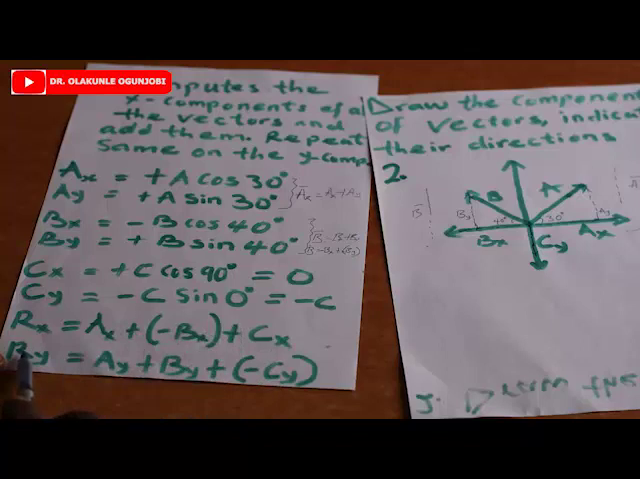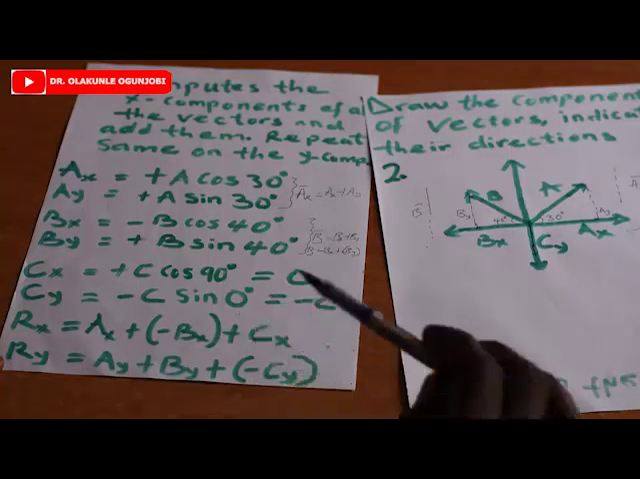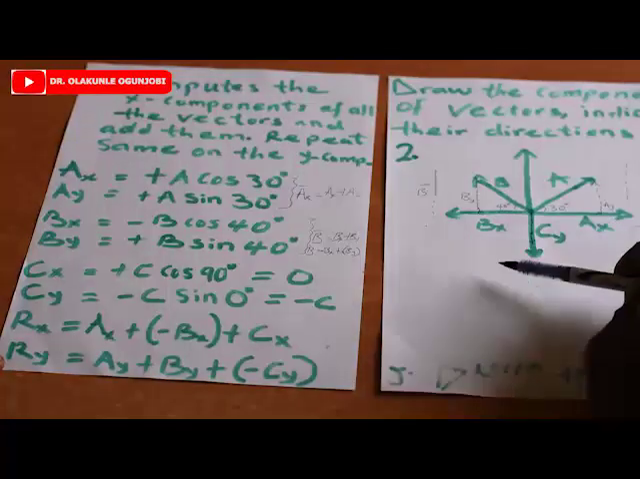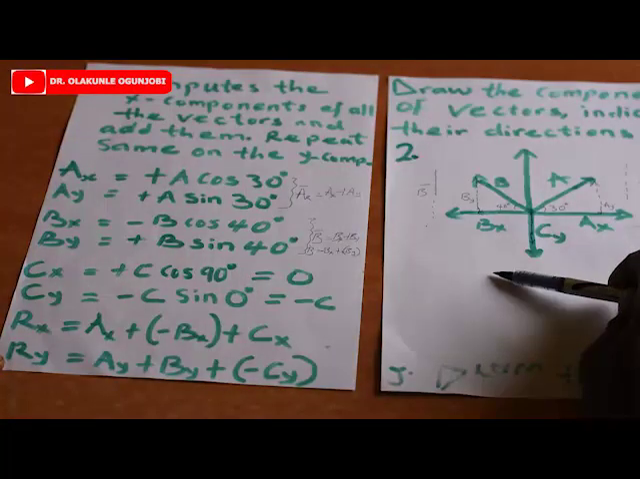Okay? And you can do similar, you repeat the same for the y direction. So in this case you have Ay plus By plus what? Minus Cy. It is minus because the Cy is at the negative y axis.